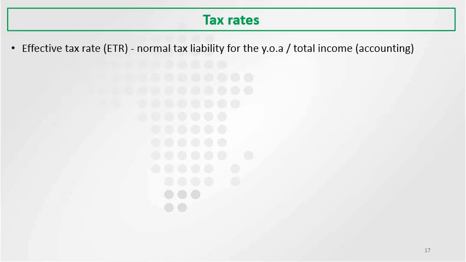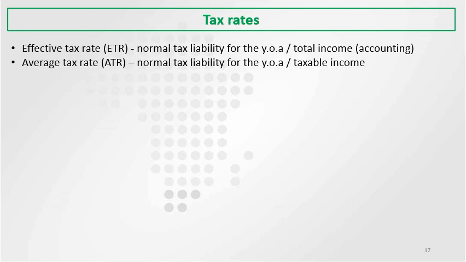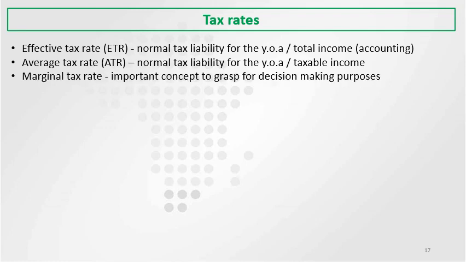And just some terminology. Please take note that your effective tax rate is your normal tax liability for a year of assessment divided by the total income for accounting, whereas your average tax rate is your normal tax liability for the year of assessment divided by the taxable income.